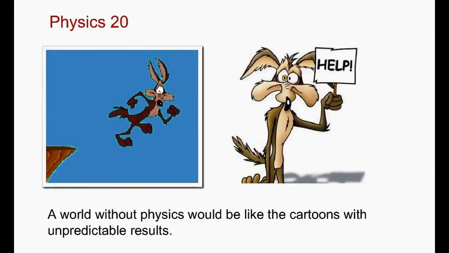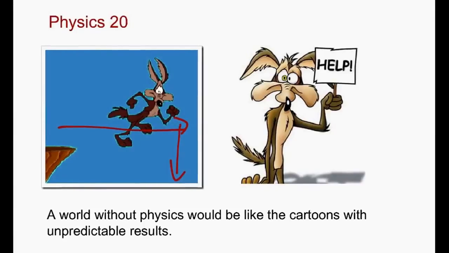Basically, if there wasn't physics in our world, it'd be like we live in a Bugs Bunny cartoon. You've probably seen the cartoon where the coyote goes running off a cliff, runs straight out, stops for a second, holds up the little help sign, and then falls straight down. Cartoons are famous for showing inappropriate physics. What we're going to be looking at is what our world is like with physics involved, how it works, and how we can predict certain things.